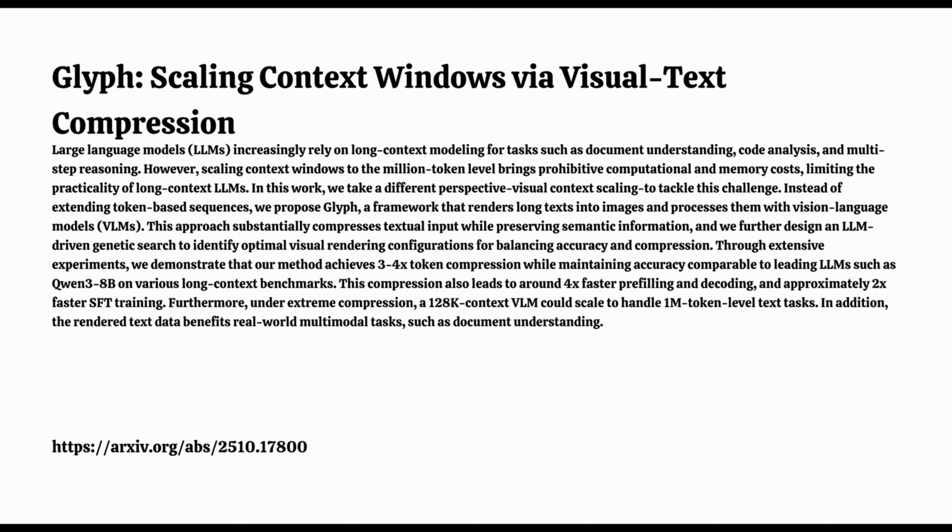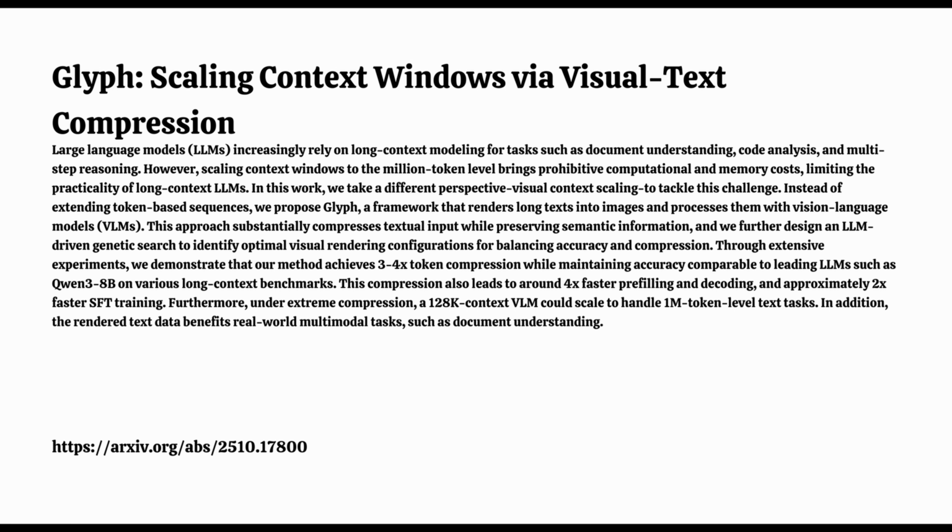That's it. And this compression directly impacts efficiency. How so? The researchers found it leads to roughly 4 times faster prefilling and decoding. 4 times faster answers from long documents. And about 2 times faster supervised fine-tuning, or SFT training. So serious time and compute savings across the board. Okay, but it can't be as simple as just taking a screenshot, right? The VLM has to be really good at reading these images.